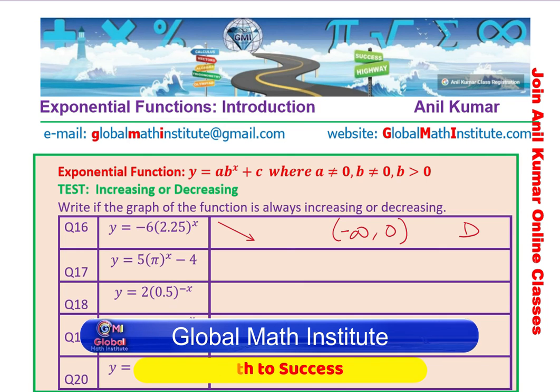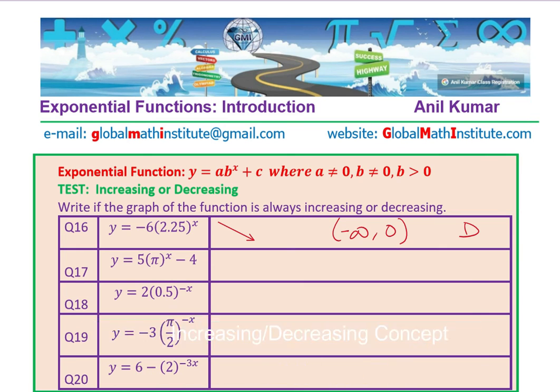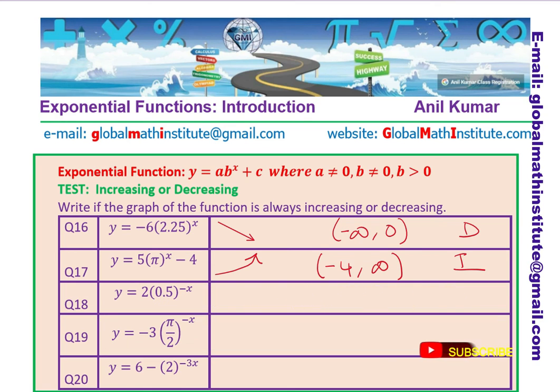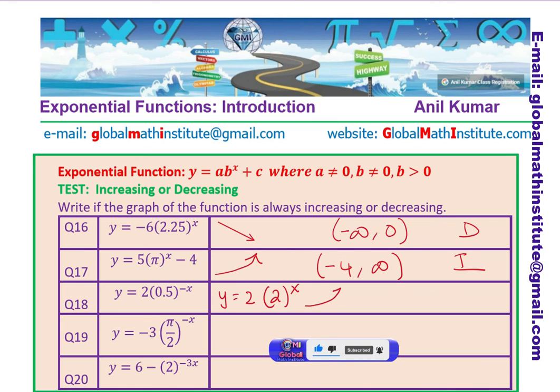Next one, we have minus 4, right? So the horizontal asymptote is at minus 4. However, the function is increasing. So the function is increasing from minus 4, and therefore it will be from minus 4 to infinity, increasing, right? Now we have 2.5 to the power of minus x. We could also write this as y equals 2. Zero point 5 is half, right? So if I do the reciprocal of that, I get 2 to the power of x. You get this idea? So it is increasing from 0 to infinity, right? So it is also increasing.